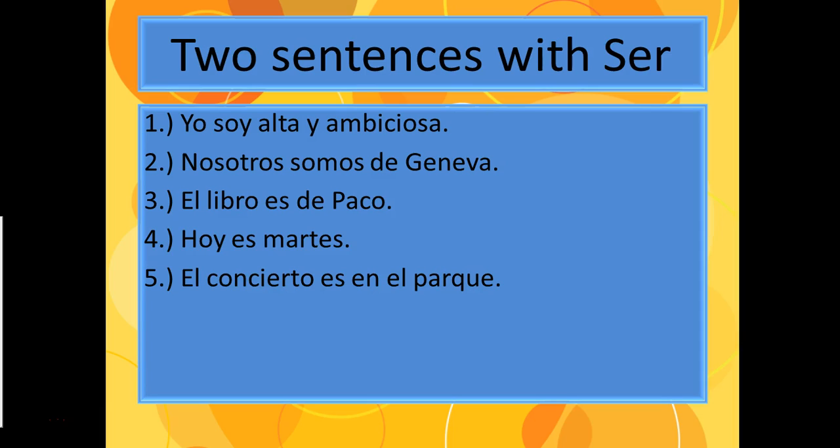Two sentences with ser, yours should be different from mine, but here are a couple of my examples. Yo soy alta y ambiciosa, nosotros somos de Geneva, el libro es de Paco, hoy es martes, el concierto es en el parque. So once we talk about the uses of ser, you should write a couple of sentences on your own.